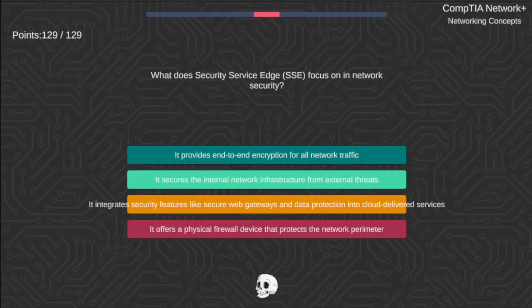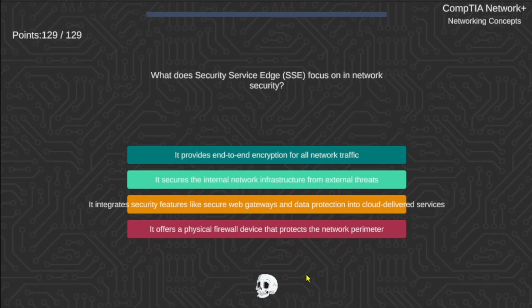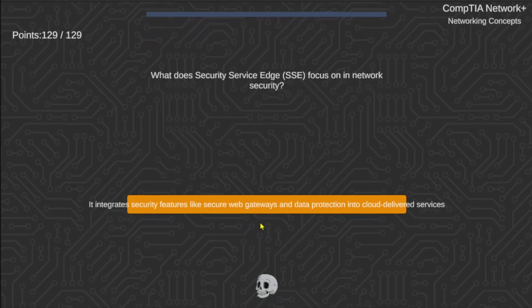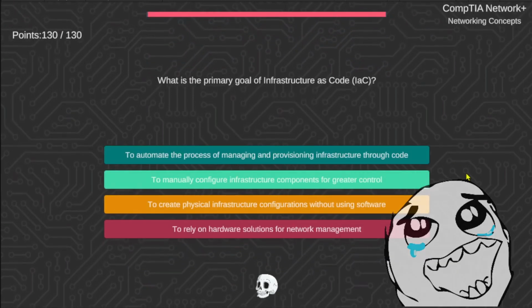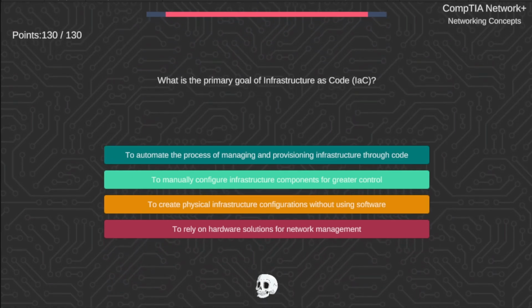Security Service Edge, or SSE, what does it focus on? Correct answer is it integrates security features like secure web gateways and data protection into cloud-delivered services. What is the primary goal of Infrastructure as Code, or IAC?